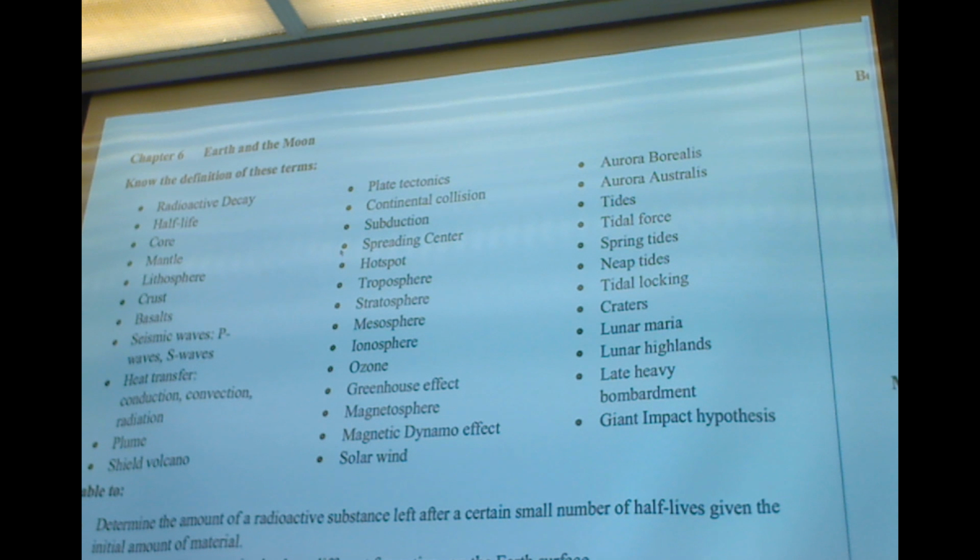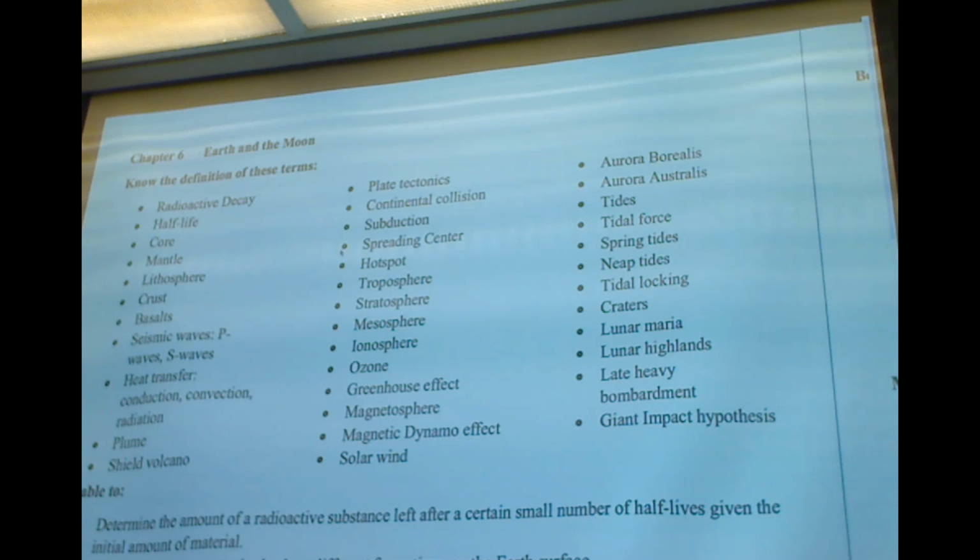Okay, seismic waves, aka what? Earthquakes, right? There are 2 kinds, the S and the P. What does P stand for? Primary. S stands for secondary. So which one's faster? P waves are faster. They get there first.